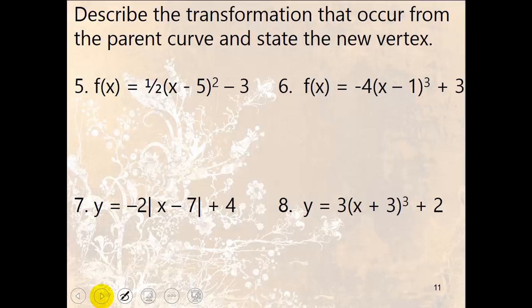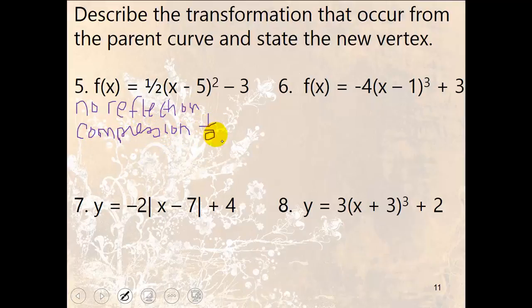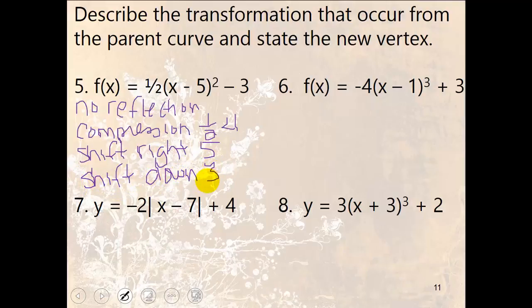So number 5, no reflection. I have a compression because 1/2 is less than 1. I have a shift right 5, and I have a shift down 3. So my new vertex is 5, -3. You try number 6, hit pause, and then come back.